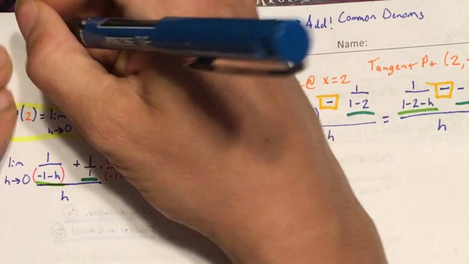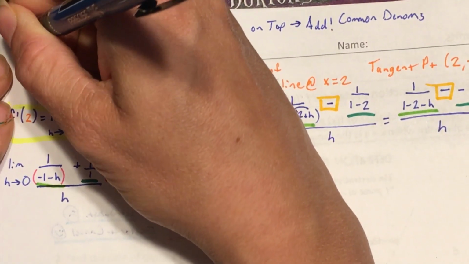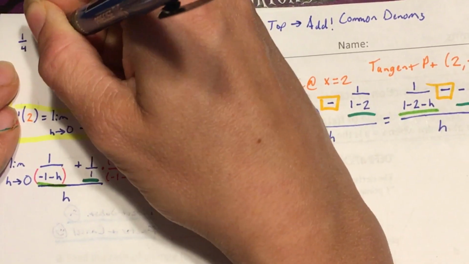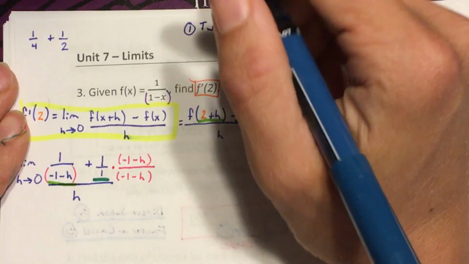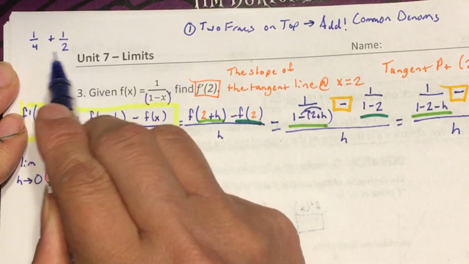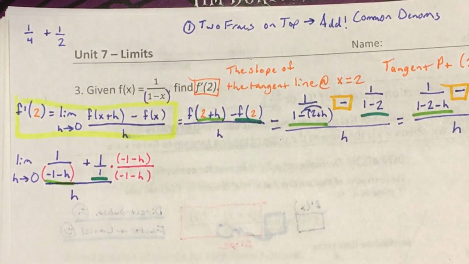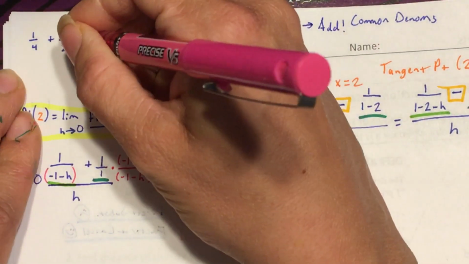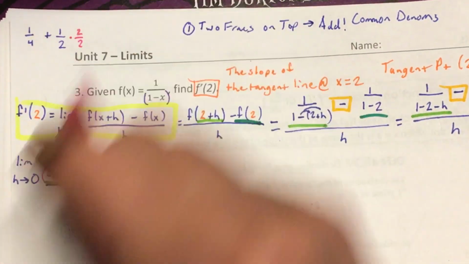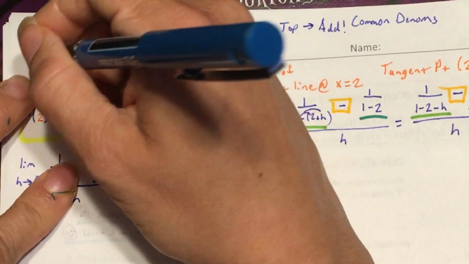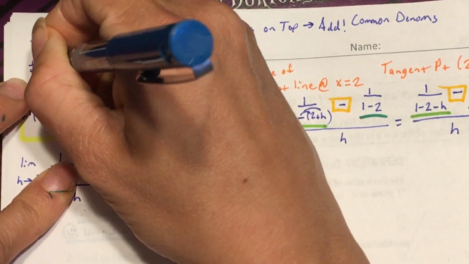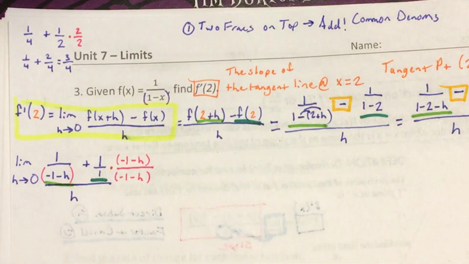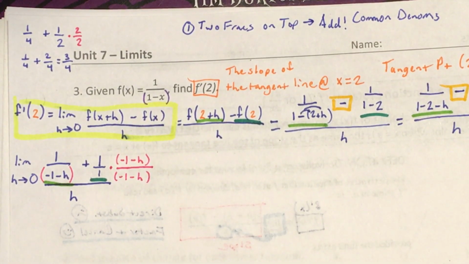And again, as just a quick review, let's say I had 1/4 plus 1/2. So if I wanted to add these two fractions together, we would need a common denominator. So to make this denominator look like that one, I would multiply by 2 over 2. That would give me 1/4 plus 2/4, and then I add the tops together to give me 3/4, where the common denominator stays the same.